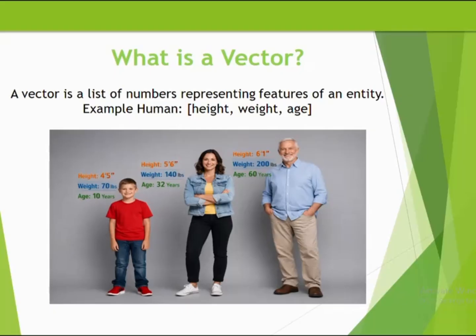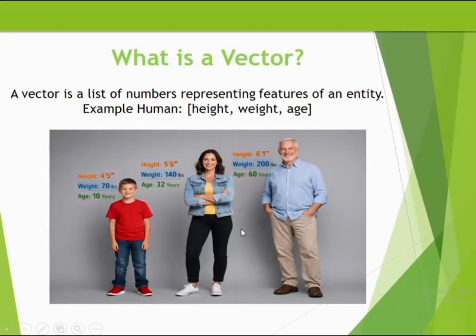A vector is actually a list of numbers, and it is used to represent the features of any entity, whether it is a living entity or a non-living entity. Let us take an example of a human. Let's take these three features of a human: height, weight, and age. Here you can see there are three humans which look different because these features of height, weight, and age are different for each one of them.